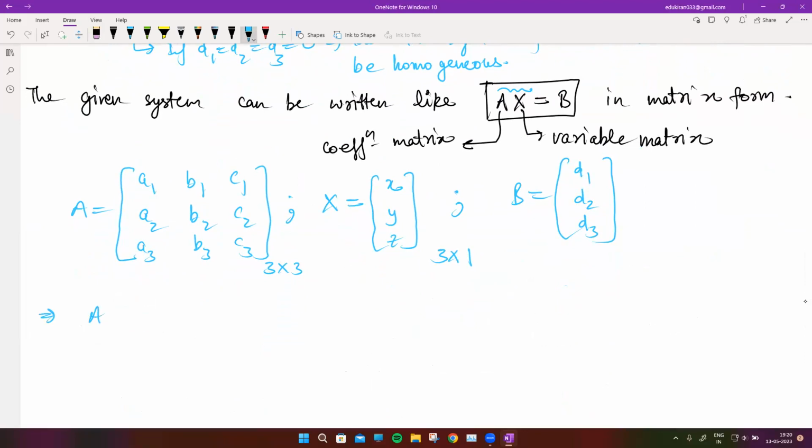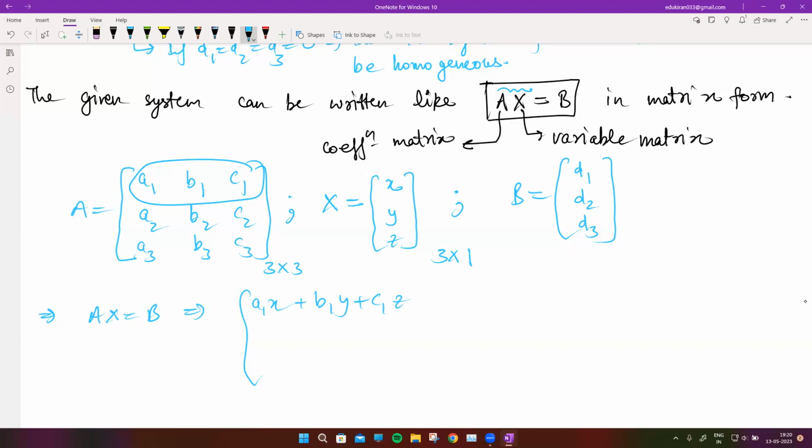So first of all, please multiply A and X. To multiply A and X, we will take the first row and multiply it with the first column, and we'll equate this to B. A into X is equal to B. So first row with first column, it should be A1 into X plus B1 into Y plus C1 into Z. There is no second column and third column. So this will be the first element.